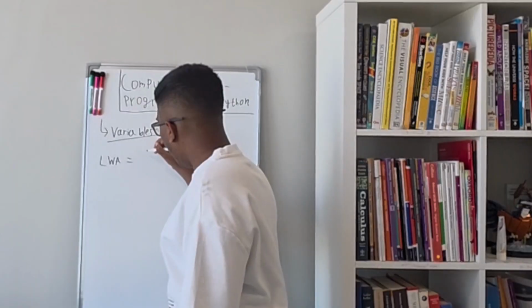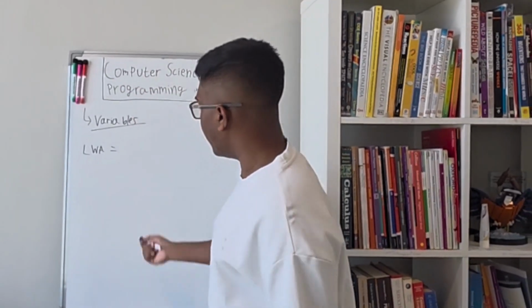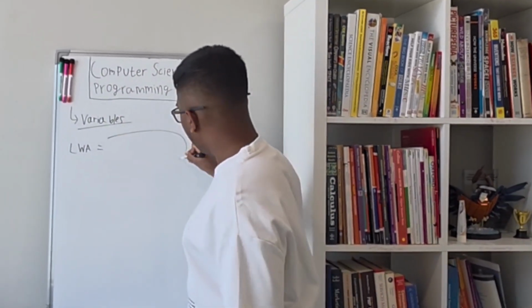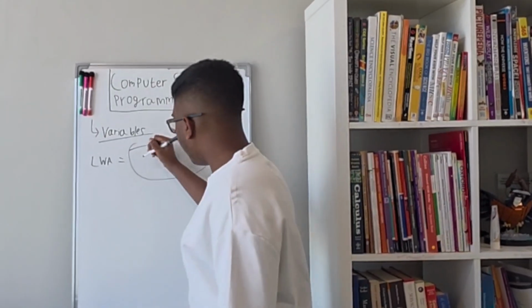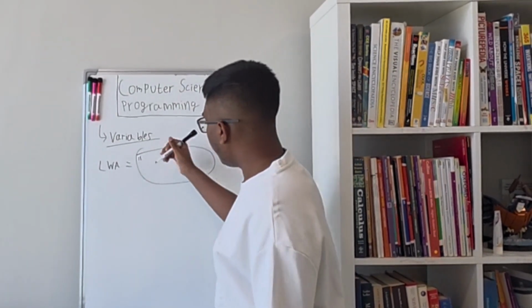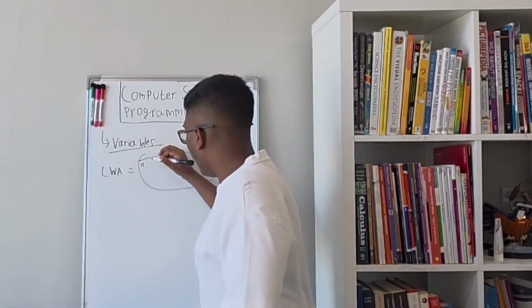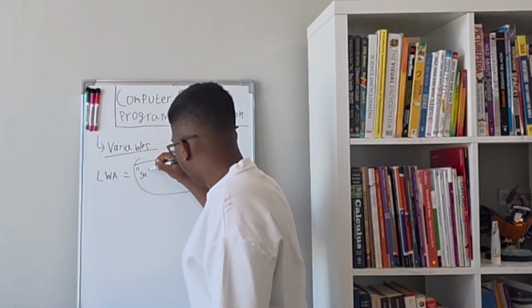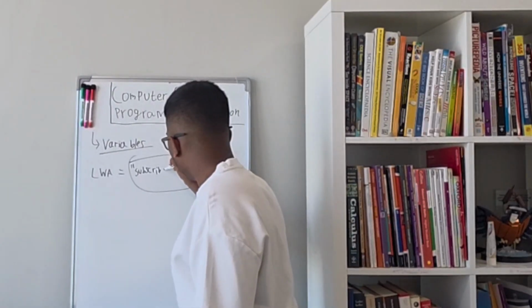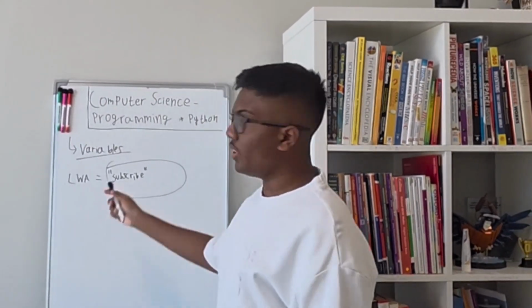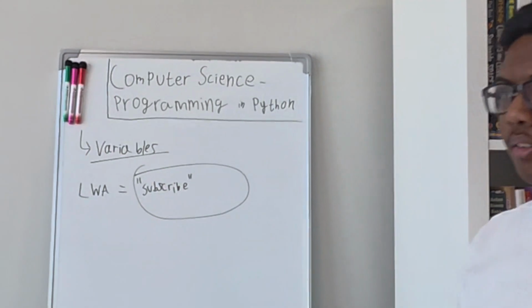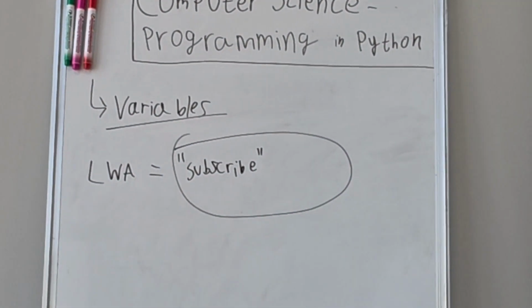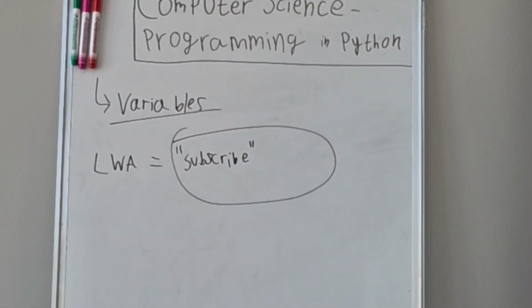And then we add the equals sign, and then you can add whatever you want in this blank area. But let's say that I want to add quote subscribe. So let's define the variable LWA as the word subscribe, because of course that is what you should do to get more of these amazing videos and content from this channel.